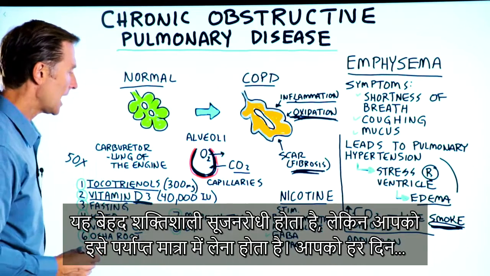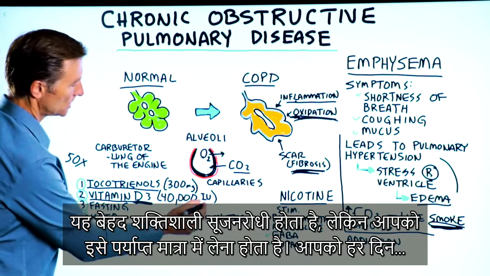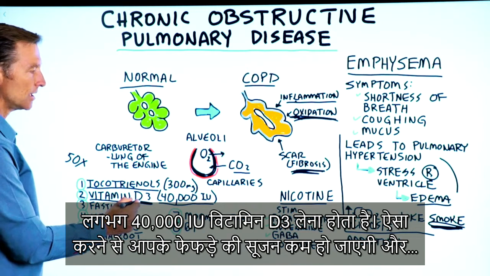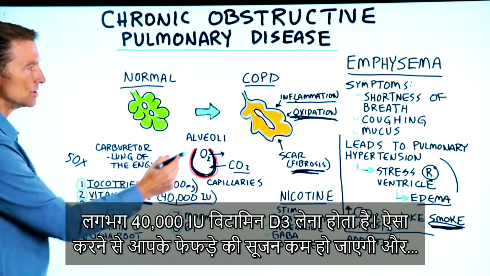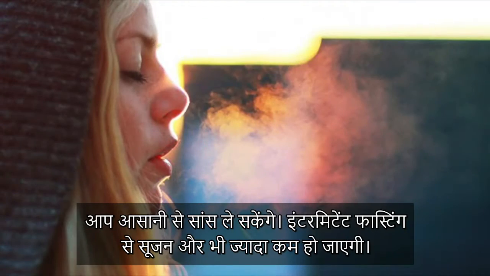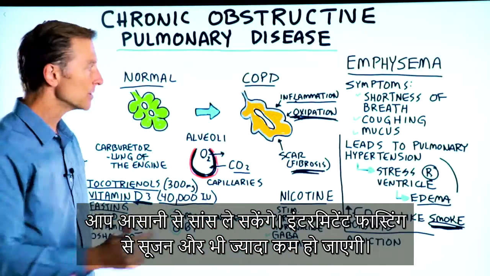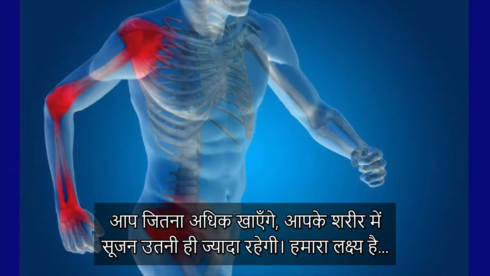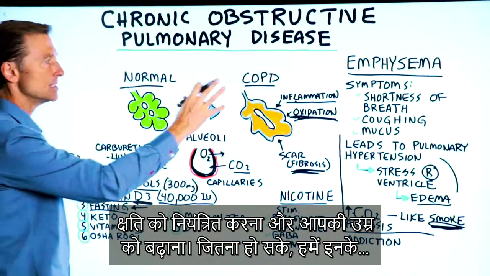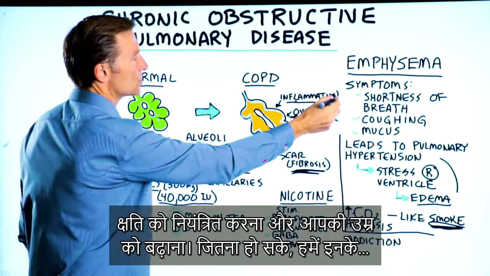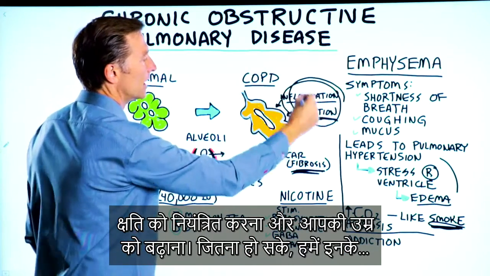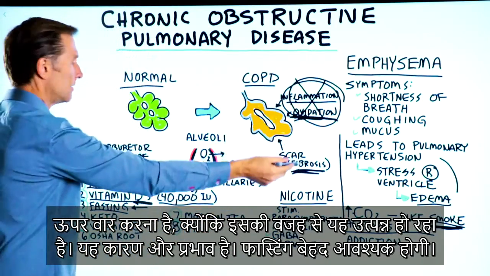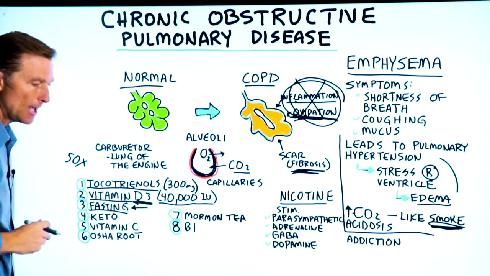It's a very powerful anti-inflammatory, but you have to take enough. So you want to take about 40,000 international units of vitamin D3 every single day. That's going to reduce inflammation and help you breathe. What intermittent fasting will do is drop your inflammation even more. The more frequent you eat, the more inflammation you're going to have in your body. The goal is to minimize the damage control and extend your life. So we want to really attack this as much as possible, because this is causing this. Cause and effect. So fasting is going to be necessary.